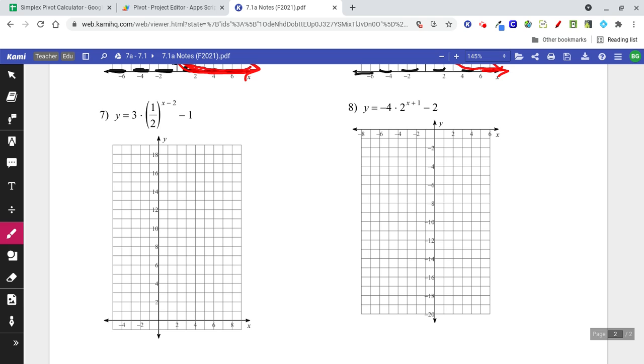Okay, so number 7. First thing I would look at is that horizontal asymptote at -1.